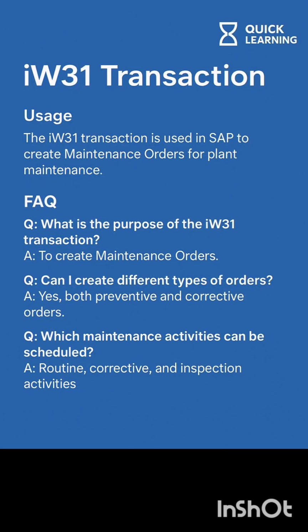IW31 transaction is used in SAP to create maintenance orders for plant maintenance. First question is, what is the purpose of the IW31 transaction? It is used to create different maintenance orders. Can we create different types of orders? Yes, we can create both preventive and corrective maintenance orders. Which maintenance activities can be scheduled? Routine, corrective and inspection activities can be scheduled. For detailed understanding, please see our video.